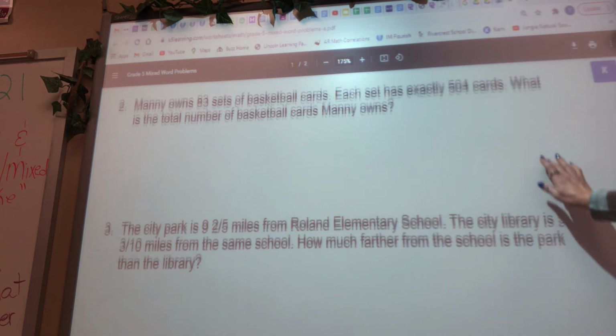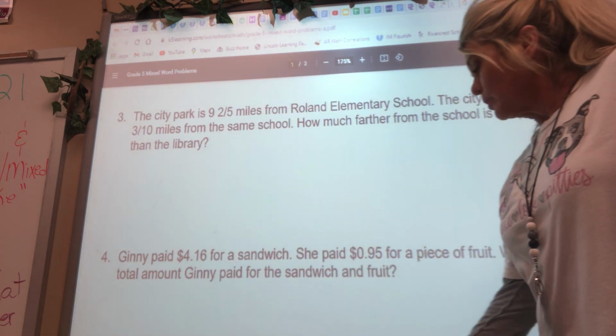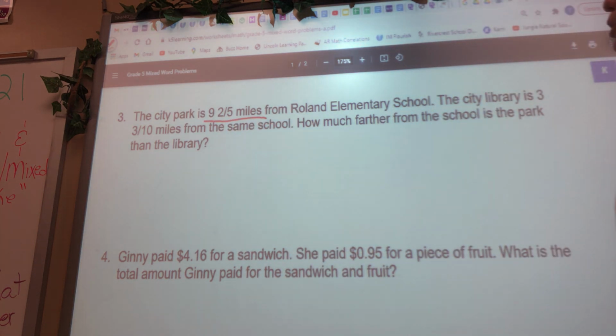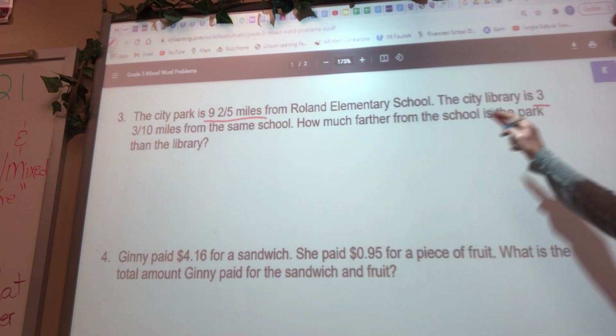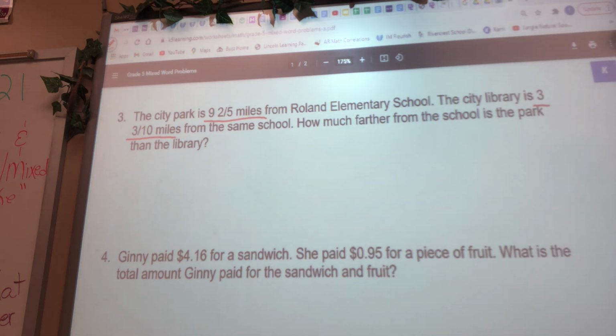All right, the next one. Now we're working with mixed numbers. The city park is 9 2/5 miles from Roland Elementary School. The city library is 3 3/10 miles from the same school. How much farther from the school is the park than the library?